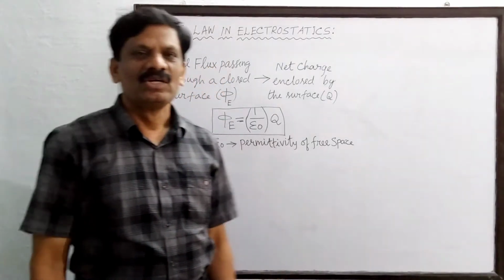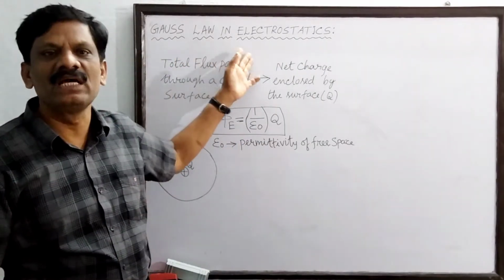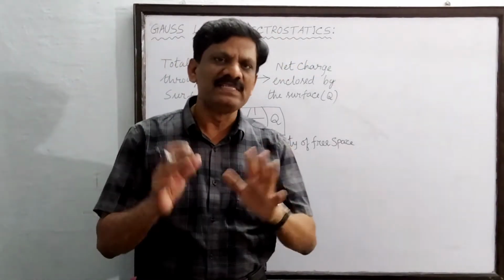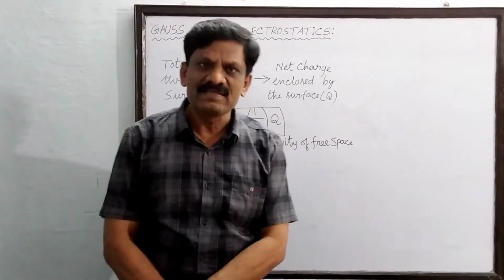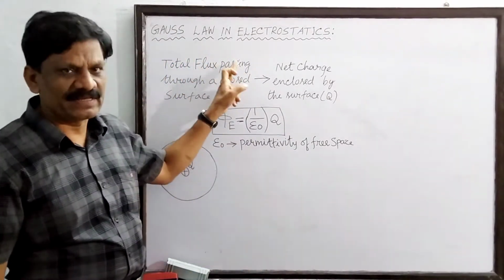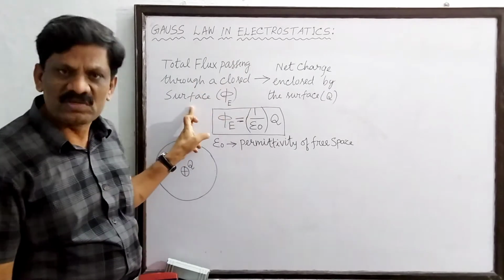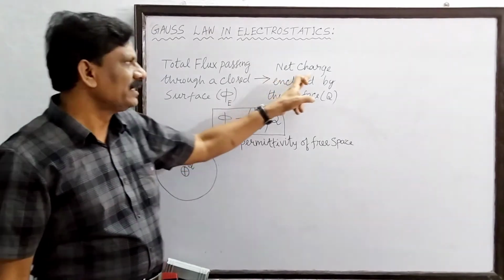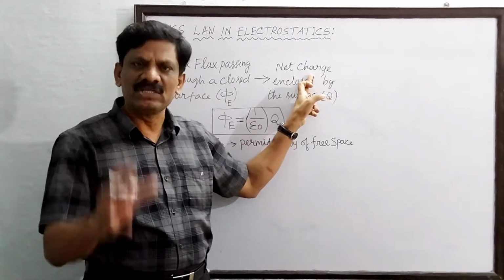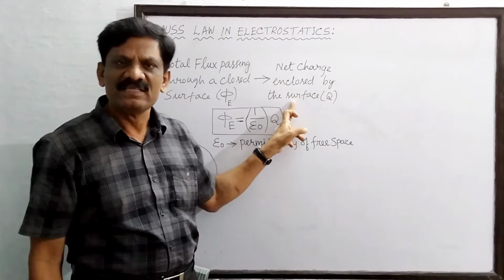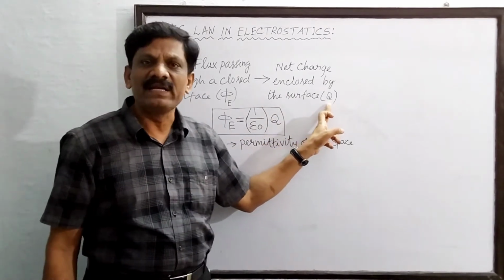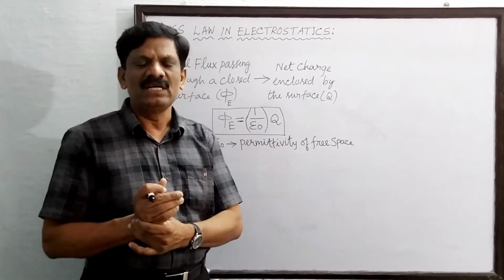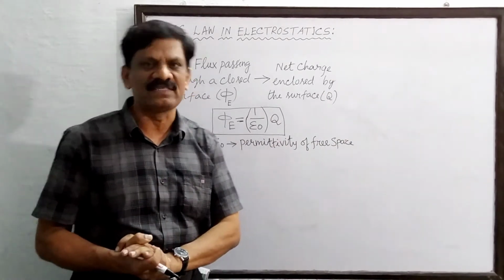Hi students, today we are going to discuss Gauss law in electrostatics. Gauss law relates two physical quantities. One is the total electric flux passing through a closed surface, which is represented by the symbol phi E. The other quantity is the net charge or the total charge enclosed by the surface, denoted by the symbol capital Q. So there is a relationship between the net charge and the total flux passing through a closed surface.